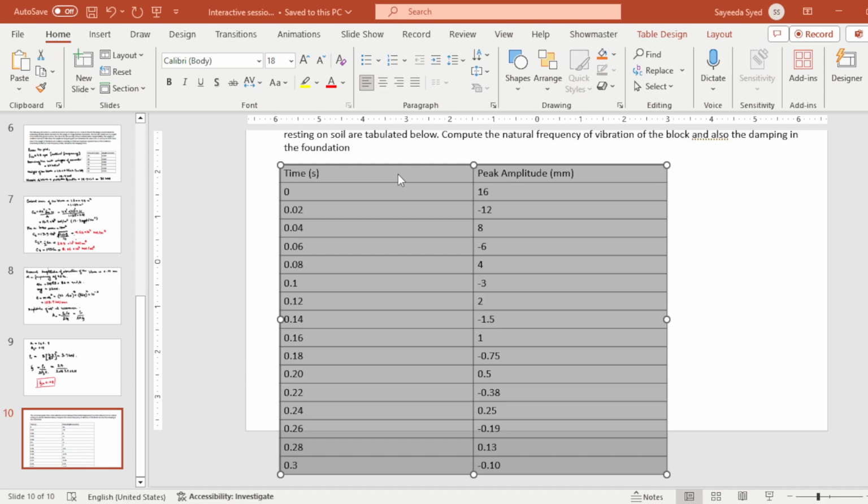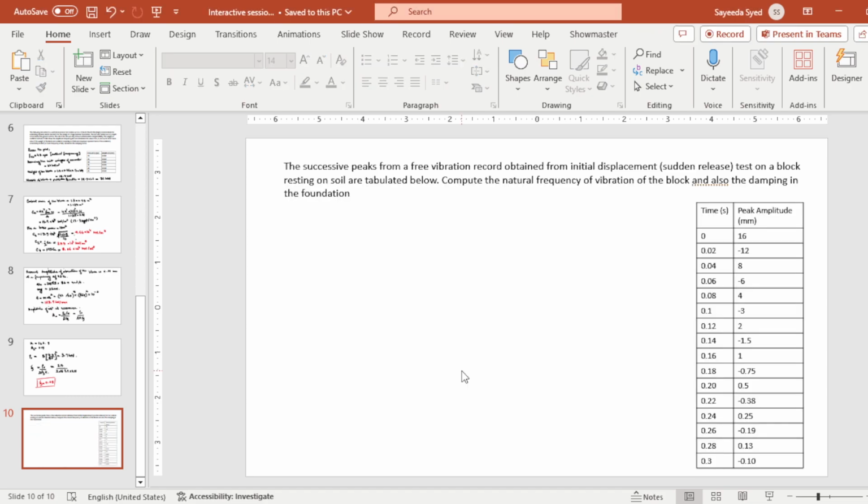Now the question is asking us to calculate the frequency of vibration of the block and the damping also. So first, we can see that the interval between the positive or the negative peaks, if it is like this, we have a positive peak and a negative peak. So this interval between two positive or two negative peaks we can see here is 0.04, 0.04, 0.04 and so on.